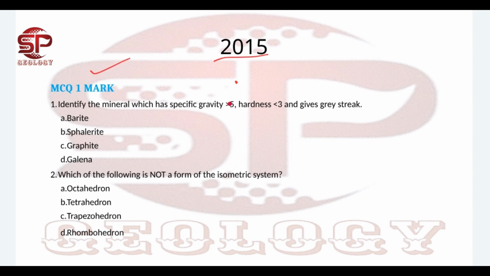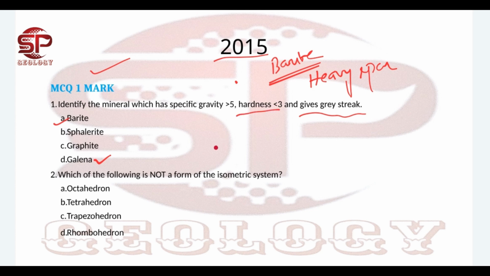Identify the mineral which has specific gravity greater than 5, hardness less than 3 and gives grey streak. So here we have barite, it has high specific gravity. Barite is called a heavy spar, but it does not give any grey streak. Galena also has high specific gravity, hardness less than 3, and it gives grey streak. So according to this, galena will be the answer.